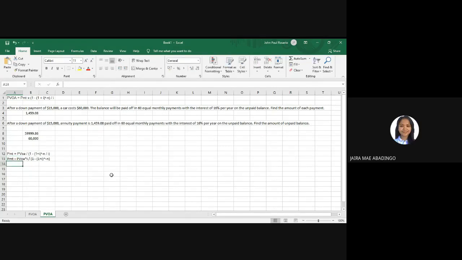So our present value is 60,000. So 60,000 times our i, which is 0.16 over 12, and then divided by 1 minus (1 plus 0.16 over 12) raised to the power of negative 60. So we get our payment of 1459.08. Nasundan?